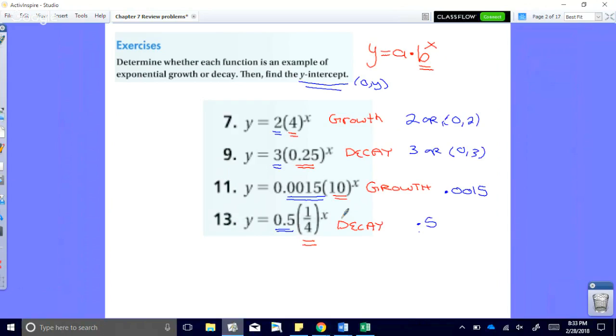The only thing that sometimes might throw you off: let's pretend all we saw was 3 to the x, and there's no number in front. You can pretend that there's a 1 times 3 to the x. In that case, since 3 is bigger than 1, we would still have a growth. But the y-intercept for a problem like that would be 0, 1, because 1 is the number in front, even though you technically couldn't see it like the other ones.